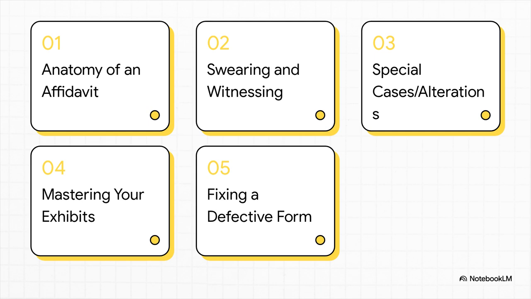So here's our roadmap. We're going to follow the entire life of an affidavit. We'll start with its basic structure, the anatomy, under Rule 431. Then we'll get into the critical signing and witnessing part with Rule 432. We'll tackle some of the tricky stuff like special cases and alterations, then nail down our exhibits with Rule 435. And finally, we'll look at the all-important safety net, Rule 436, for when things don't go perfectly to plan.